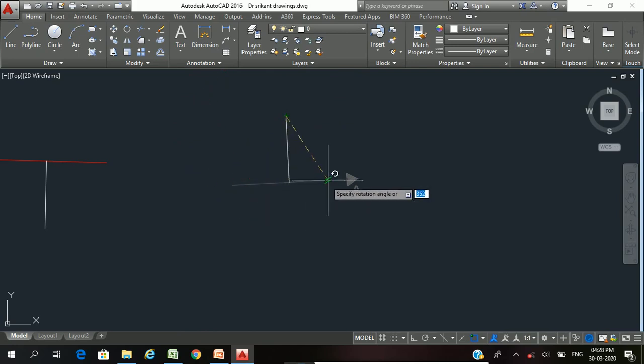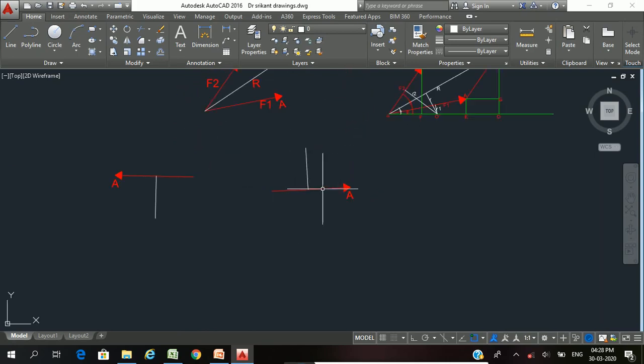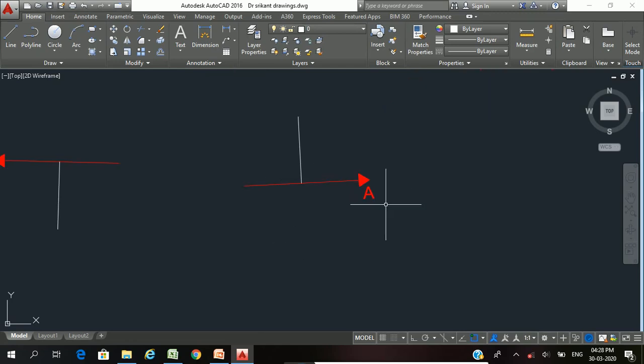This is taken as a negative moment. For the same force, if I choose the point here, it is acting in a clockwise direction. If I choose the point here, it is acting in anti-clockwise direction. So if the moment is acting in anti-clockwise direction, then it is taken as negative. If the moment is acting in a clockwise direction about the chosen point, then it is taken as a positive bending moment.